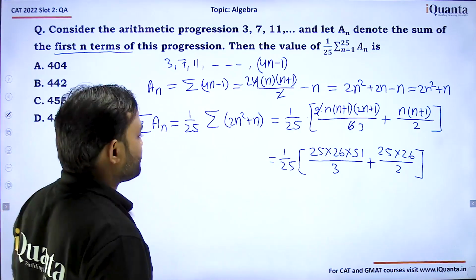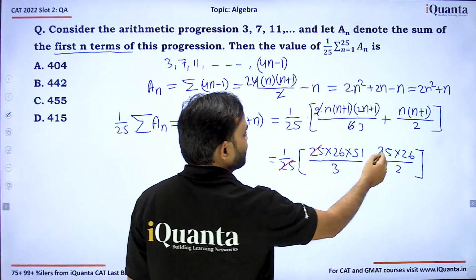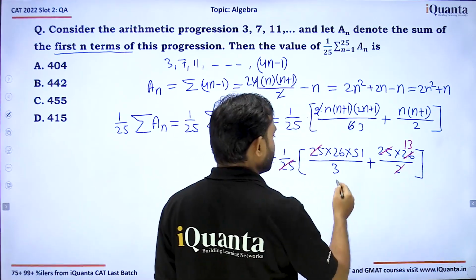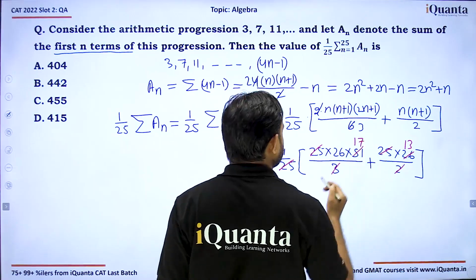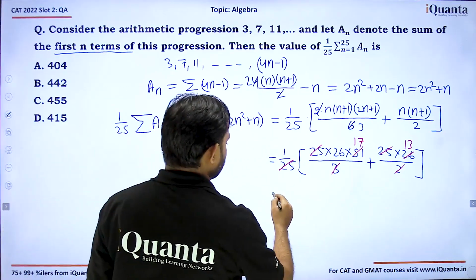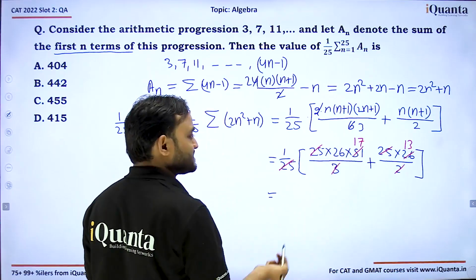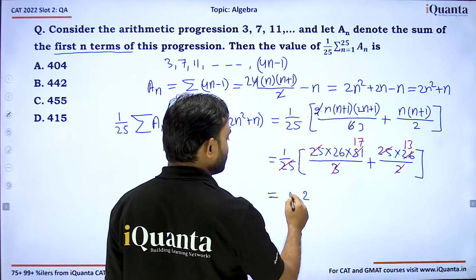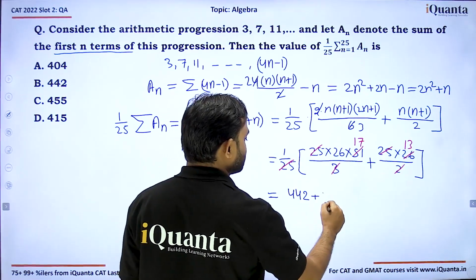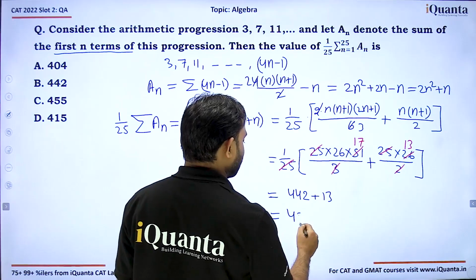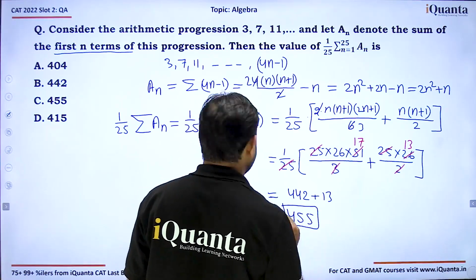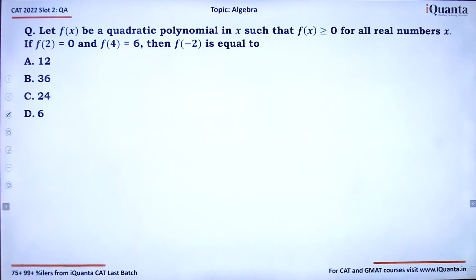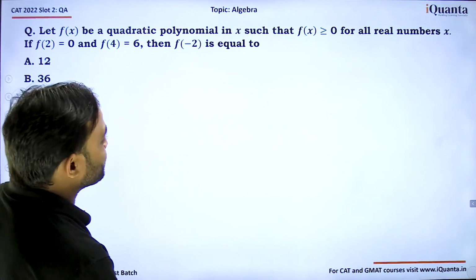So we have 25 outside in the denominator, so we can cancel out 25 from both sides. This will be 13 into 2 is 26, 17 into 3 is 51. So from there we get 17 into 6 is 102, carry 10, 17 into 2 is 34 plus 10 is 44 plus 13. So the value we are getting is 455, which is option C.